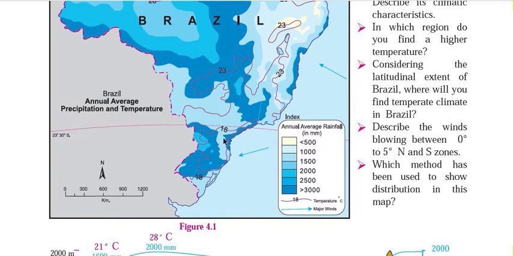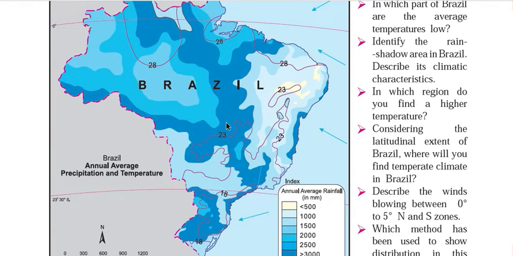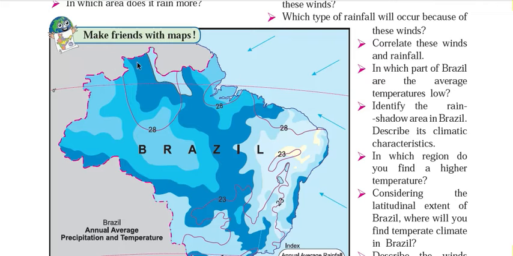Okay, in these provinces. Describe the wind blowing between 0 degree to 5 degree north and south zone. So how does wind circulate in this region? Here a convection type of wind circulation occurs. What is a convection type? Have you observed boiling water in a bowl? Bubbles come from the bottom to the upward side, and that convection pattern sets in that particular bowl in which we kept the water, and we are continuously heating that water.